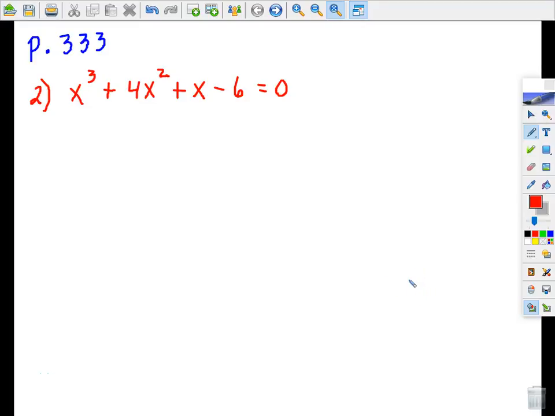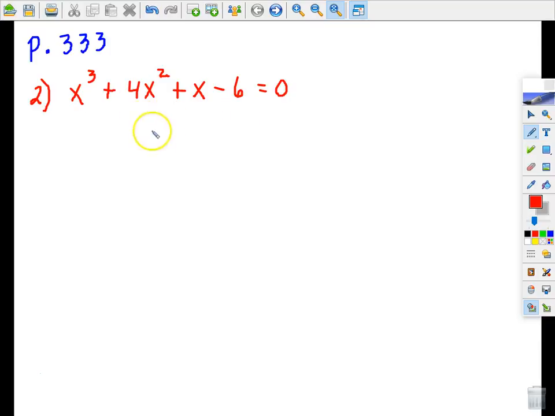Here's some homework help on pages 333 and 337. I just selected certain problems. Here's number 2, page 333. Our directions say to use the rational root theorem to list all possible rational roots for each polynomial equation.